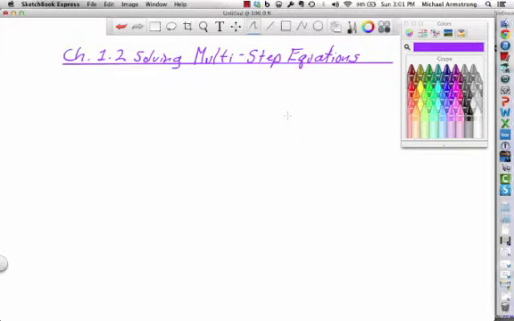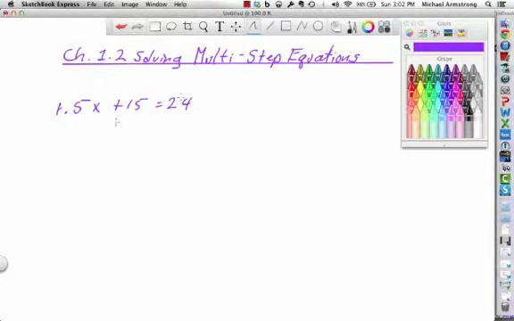Okay, here we are, Algebra 1, Chapter 1.2, solving multi-step equations. This is, again, some more review. Let's look at some two-step equations, giving us decimals. 1.5x plus 15 is equal to 24.